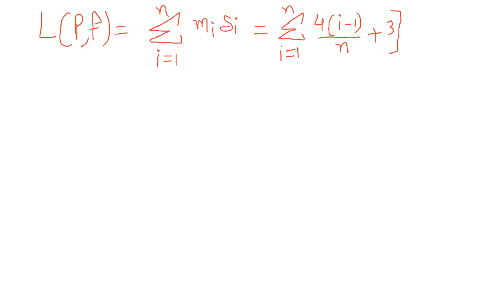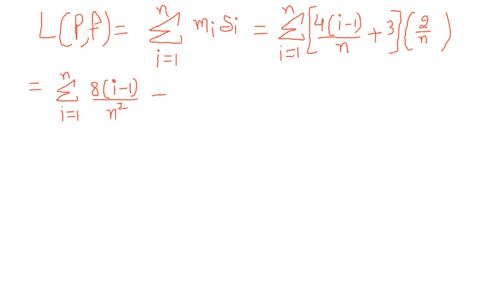Yes, Rohit, what is delta i, the width of the interval? Sir, delta i is 2 by n. Yes, 2 by n. Now multiply with it. So it will be summation i equal to 1 to n of (8i minus 1) upon n square plus 6 by n, i equal to 1 to n.